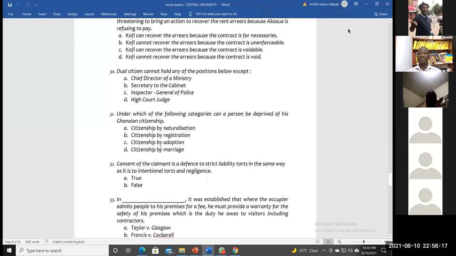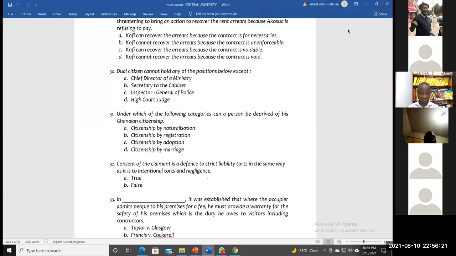We have Nia. Yeah, please. What is strict liability tort? I know strict liability is criminal. Okay. Yeah, I honestly find it a bit strange too.